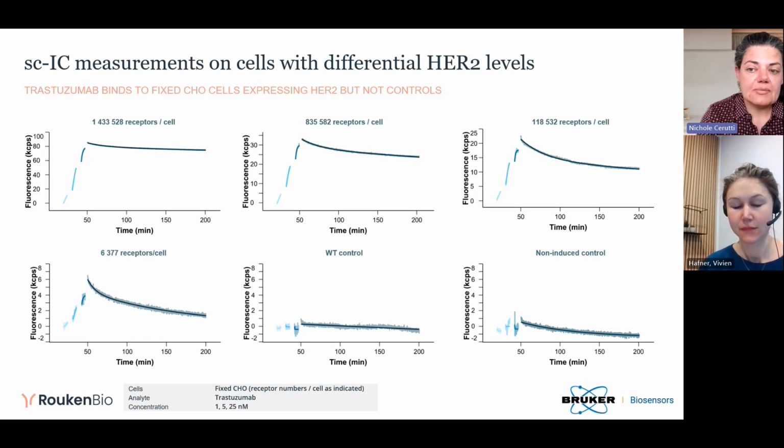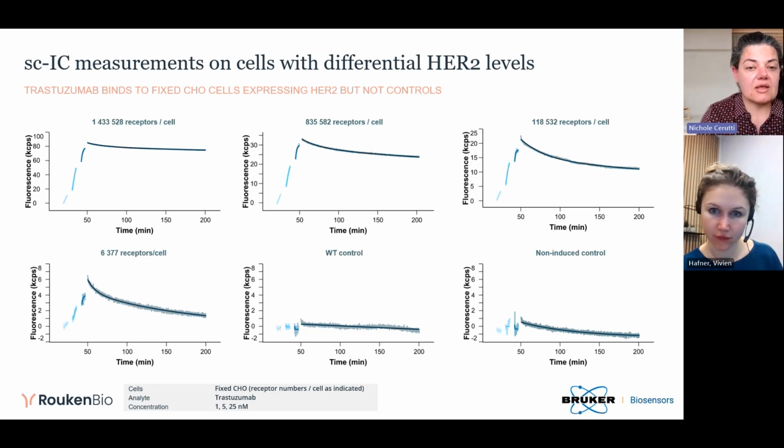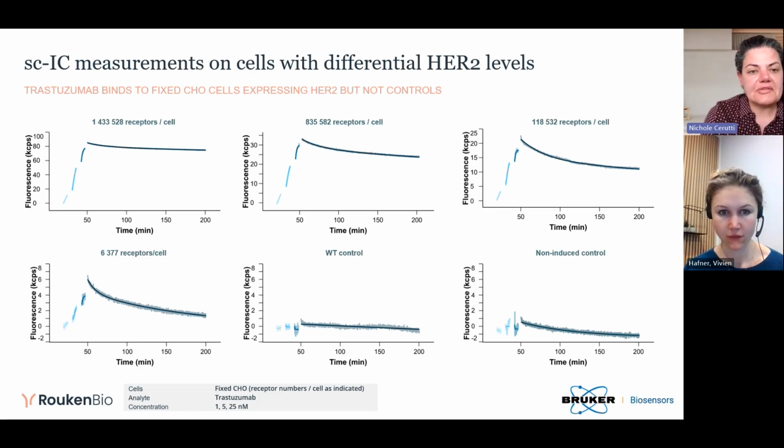What you can quite clearly begin to appreciate when you just take a look at the sensorgrams is that there seems to be a difference in the way that the molecule, the trastuzumab, is dissociating. You can see just by looking at the cells which have the very high number of receptors versus those that have the lower number of receptors, that there's definitely a difference in the way that the molecule is coming off the surface.